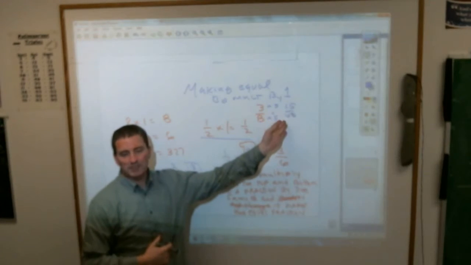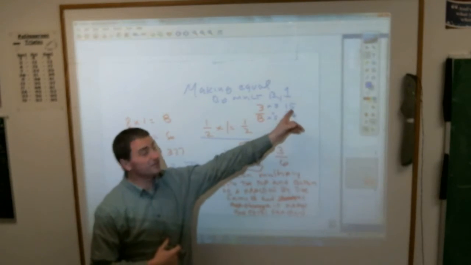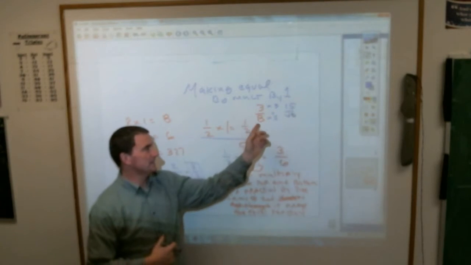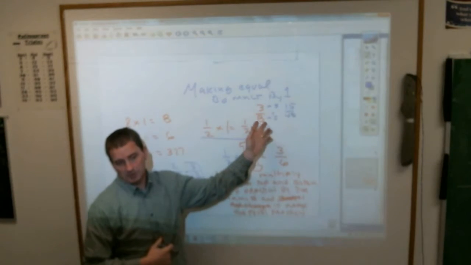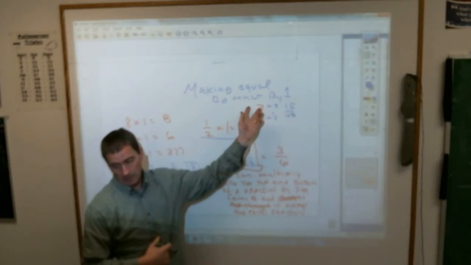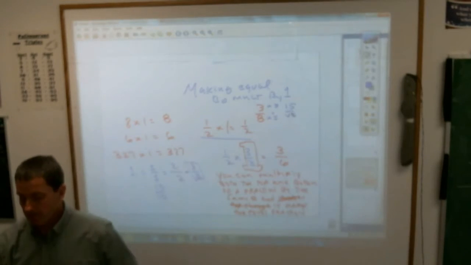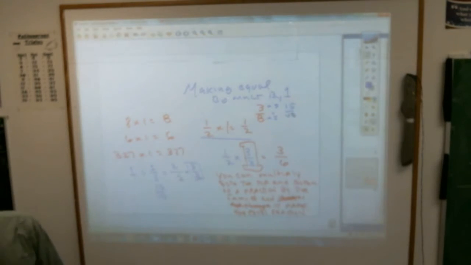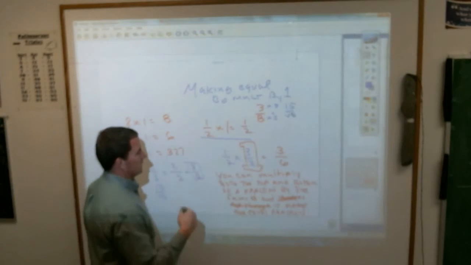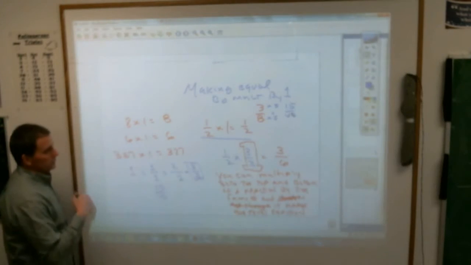If you took a pizza and cut it into 40 pieces and ate 15 of them, it would be the exact same thing as taking a pizza, cutting it into 8 pieces and eating 3 of them. As long as you multiply the top and the bottom by the same number, you're going to get an equal fraction. Now, how does that matter to you?